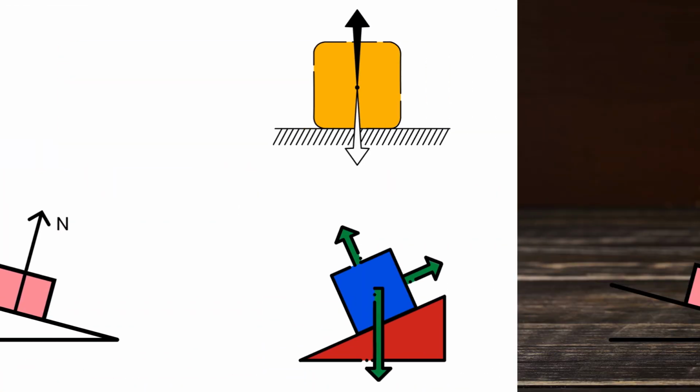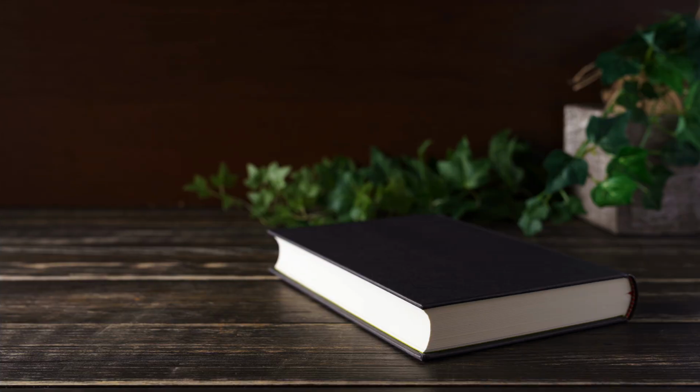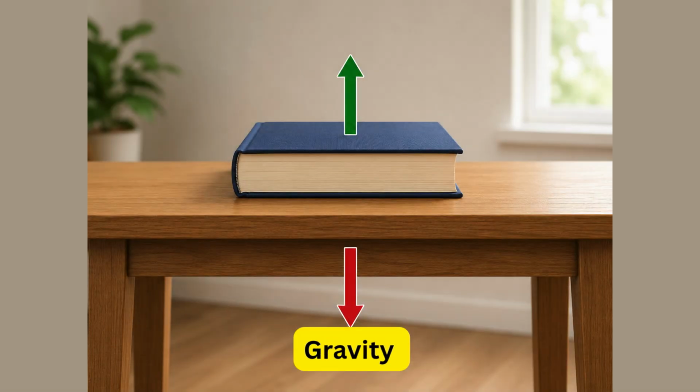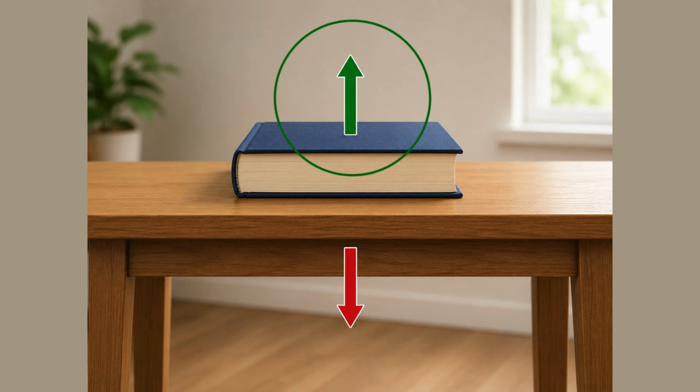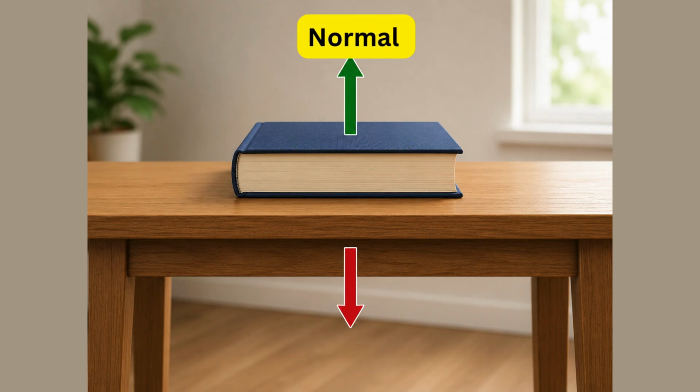Normal force. Place a book on a table. Gravity is pulling the book downward, so why doesn't the book fall through the table? The table pushes upward on the book. This supporting force is called the normal force.